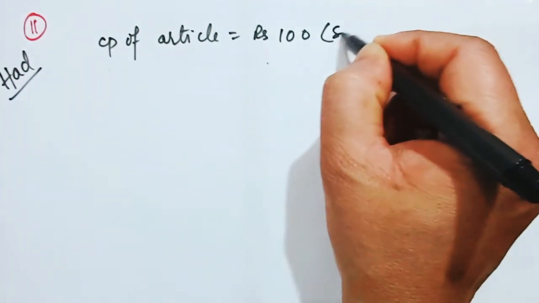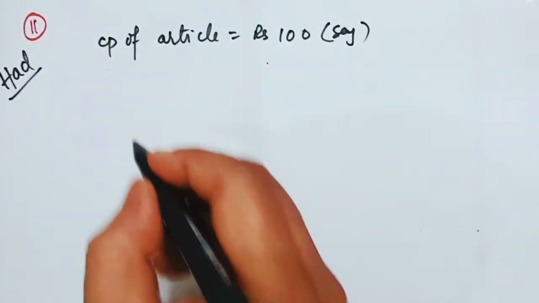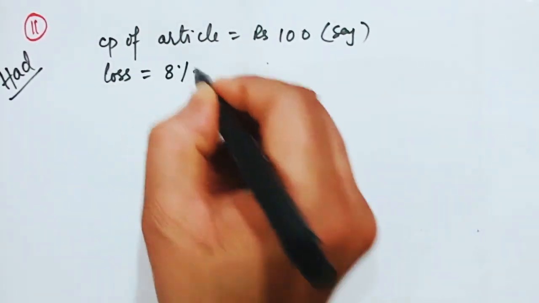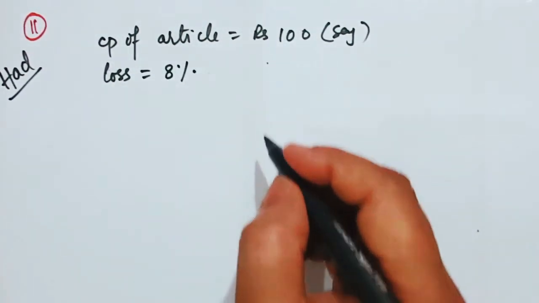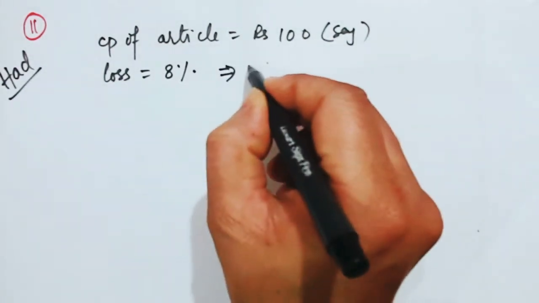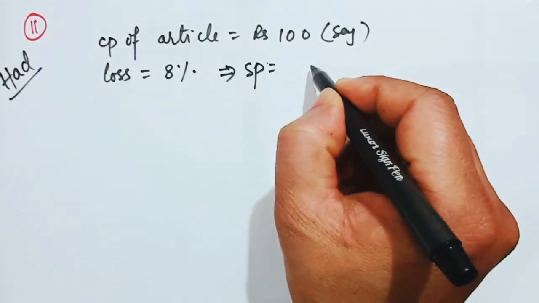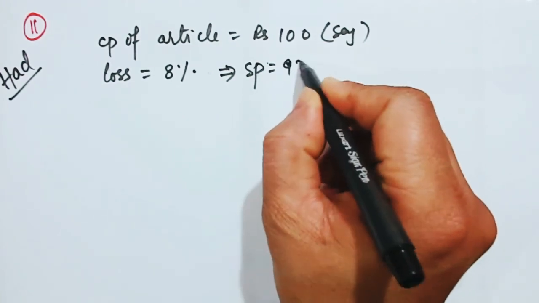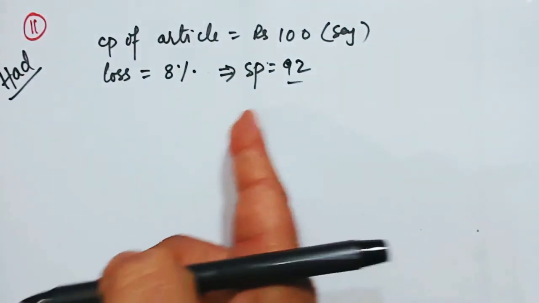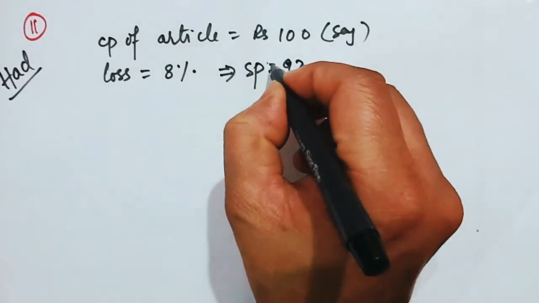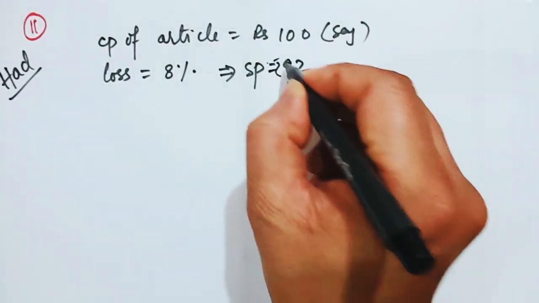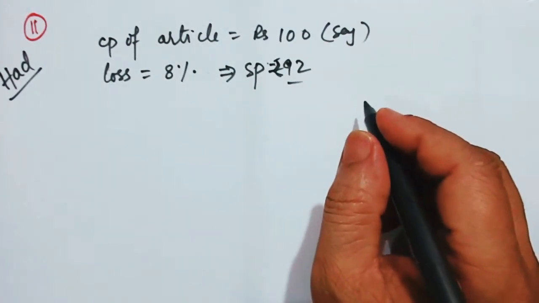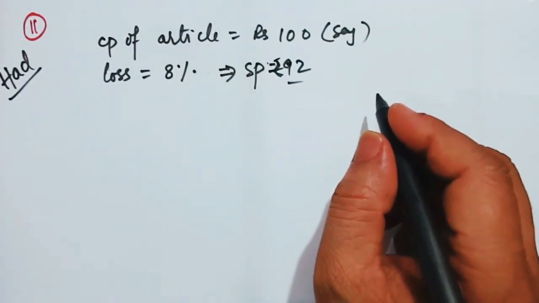Say, loss is equal to how much? Loss is equal to 8%. So therefore the selling price will be equal to 100 minus 8, that is 92. Very simple. Selling price is equal to rupees 92. Fine.